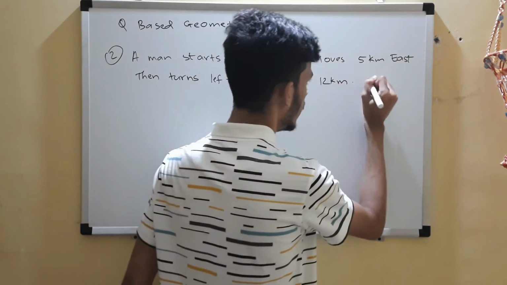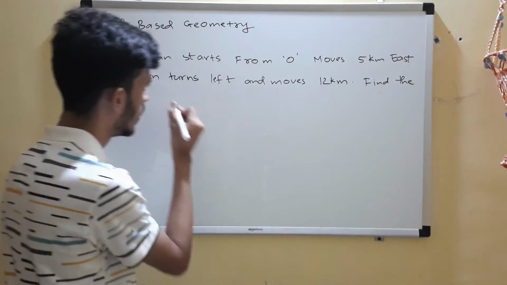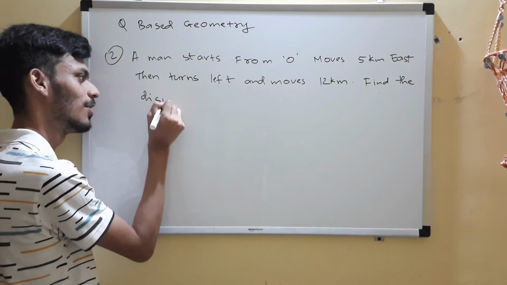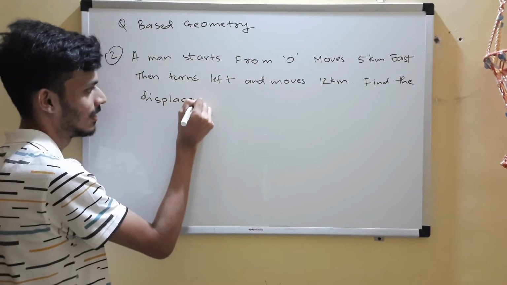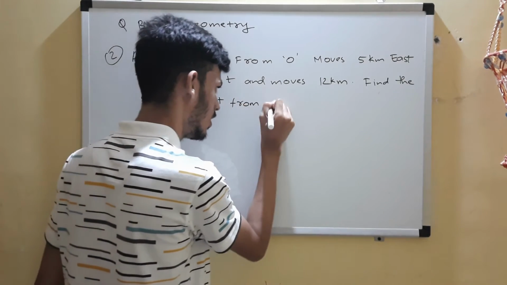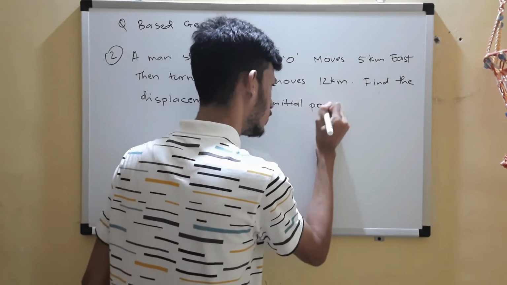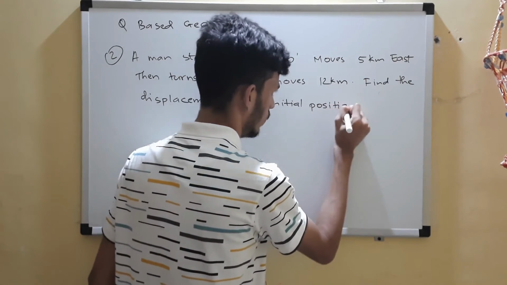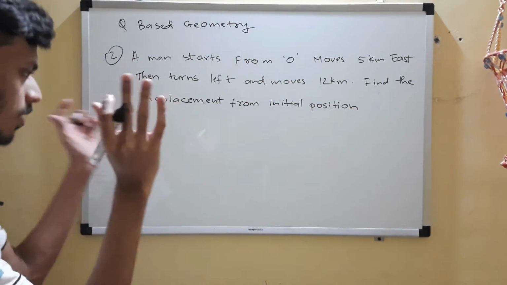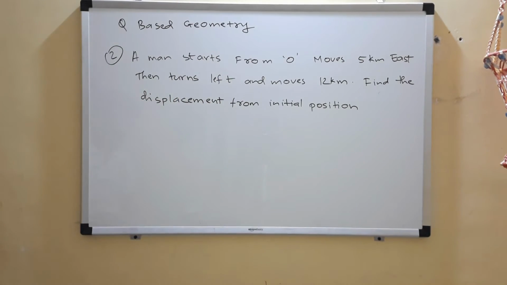Now find the displacement. Displacement, if you remember, was a vector. Displacement from the initial position. If you want to try it, you can. Should I give you the options? Just try it as a subjective type.